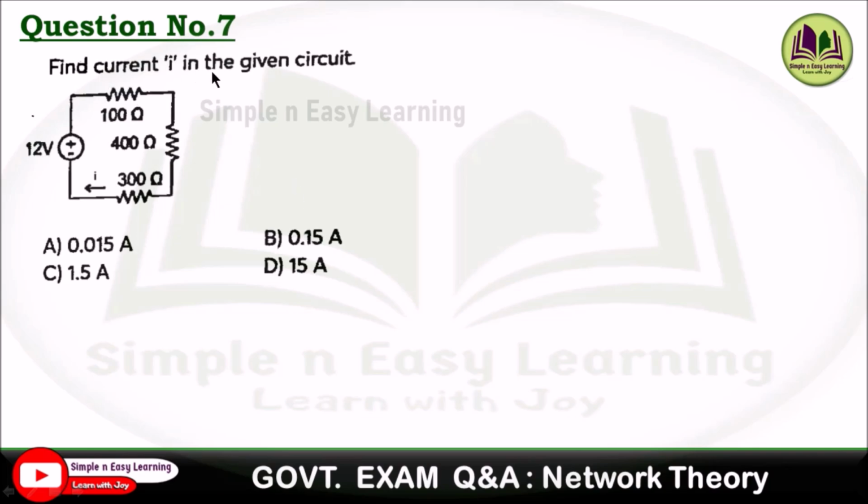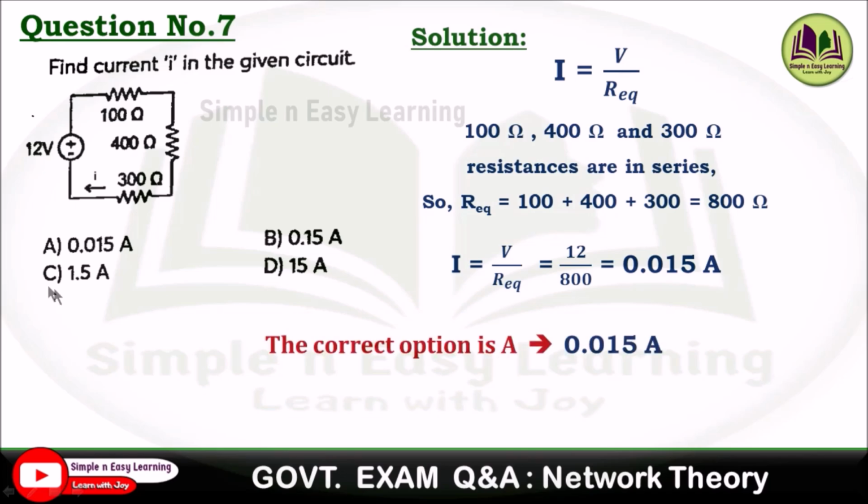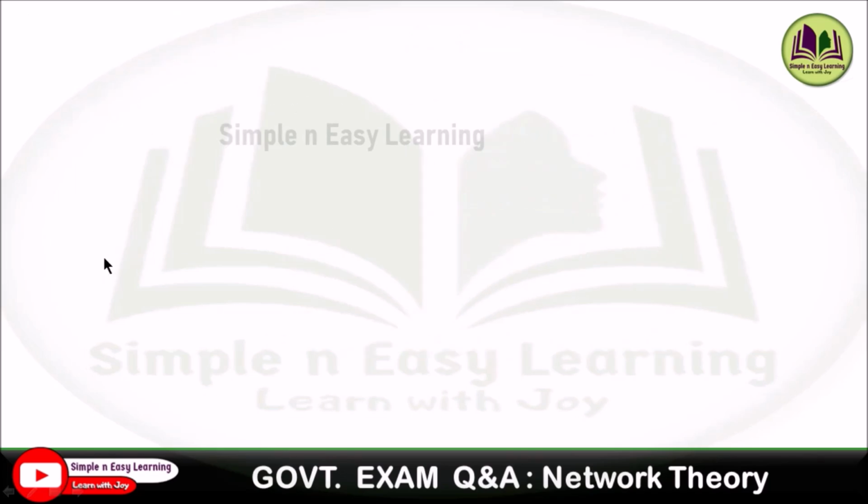Find current I in the given circuit. So very simple circuit, the three resistors are in series. Simply we can add all the three resistances and you will be getting the R equivalent as 800 ohm and voltage is given 12 volt. Direct Ohm's law, I is equal to V by R equivalent, that gives you 0.015 ampere. So the correct option is A, 0.015 ampere.